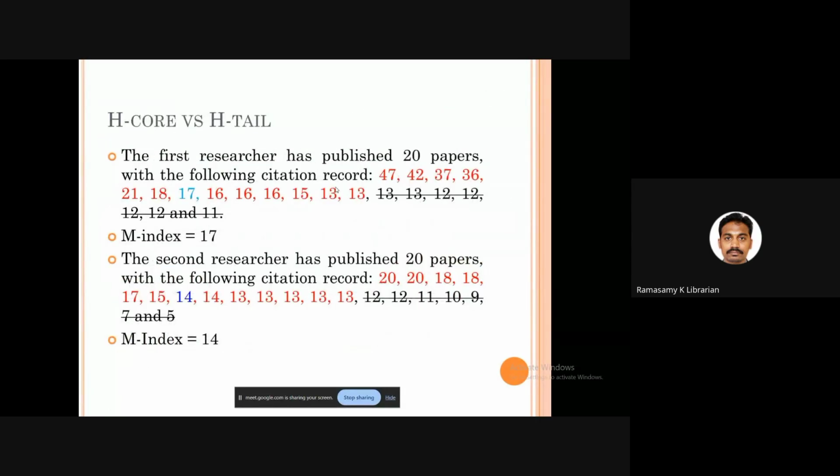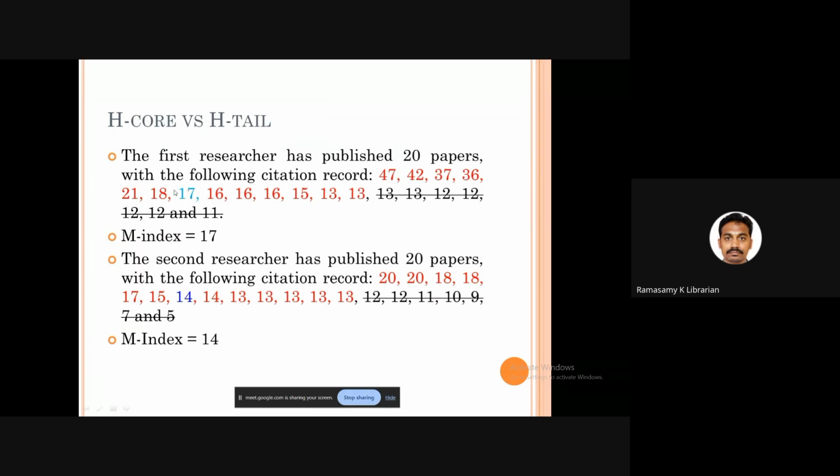Okay, good. How to calculate? Very simple. I have arranged all the 20 papers, and up to the H index, they are called the H core. The remaining papers which we are not considering are called the H tail. You take only up to 13. 13 is the H index. Now, you find out 1, 2, 3, 4, 5, 6.